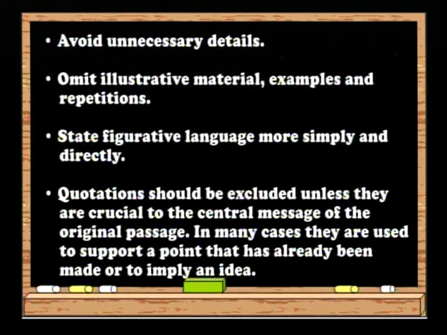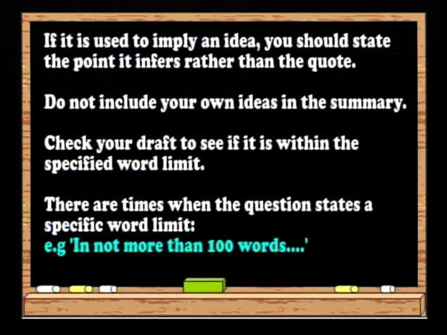Avoid unnecessary details. Omit illustrative material, examples and repetitions. State figurative language more simply and directly. Quotations should be excluded unless they are crucial to the central message of the original passage. In many cases, they are used to support a point that has already been made or to imply an idea. If it is used to imply an idea, you should state the point it infers rather than the quote. Do not include your own ideas in the summary.